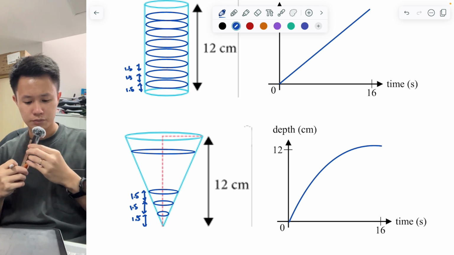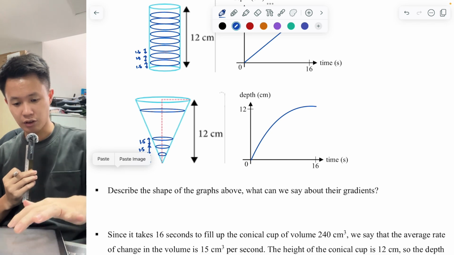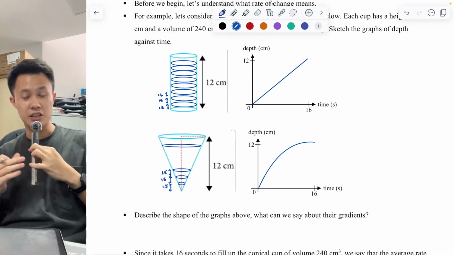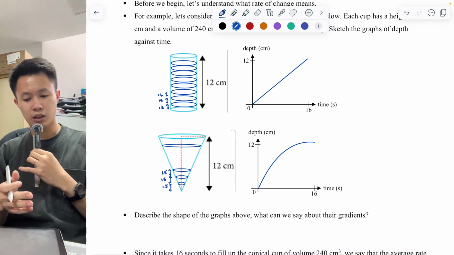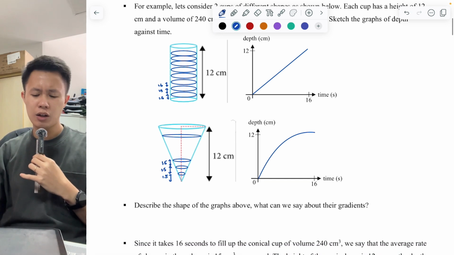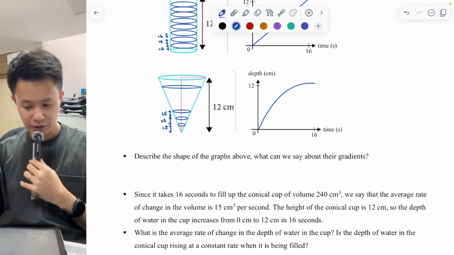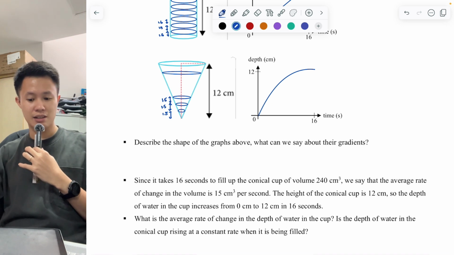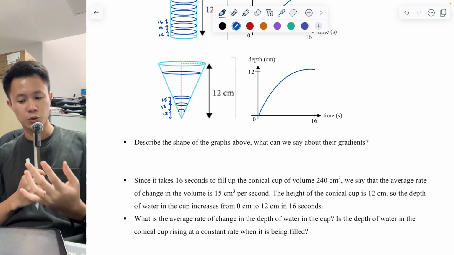Okay, so we can say that the gradient of the cylinder is in fact linear, while the gradient of the cone is not linear anymore, right? But how do we actually find the gradient? So what we want to understand here is that since it takes 16 seconds, we know that it takes 16 seconds to fill up the cone cup.